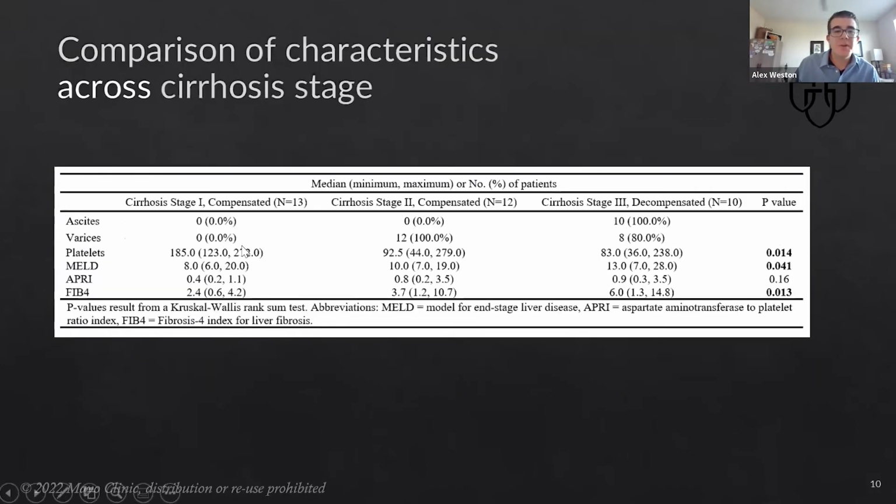So in terms of our cirrhosis patients, we had 13 that were cirrhosis stage 1 compensated, 12 that were stage 2 compensated, and 10 that were stage 3 decompensated, and none that were stage 4. And so the clinical symptoms or characteristics of these are shown for these 3 groups. And as you would imagine, there were more symptoms and higher MELD and FIB scores with stage 3 cirrhosis.